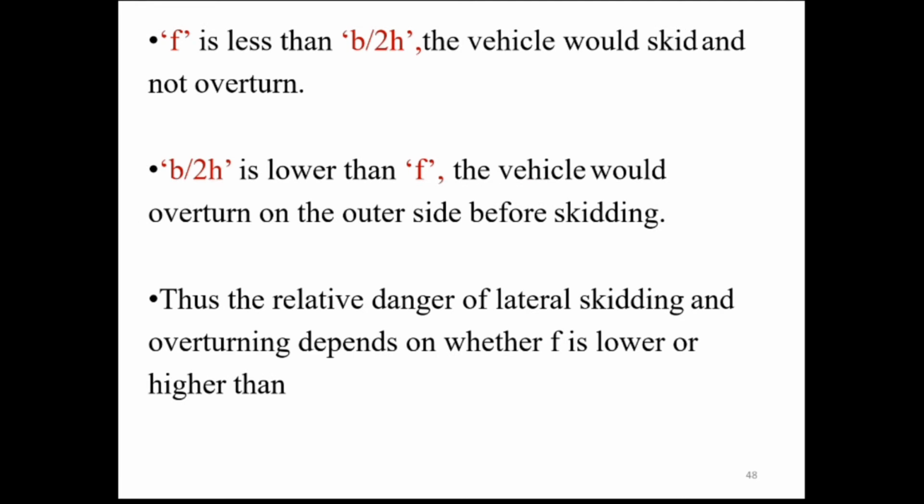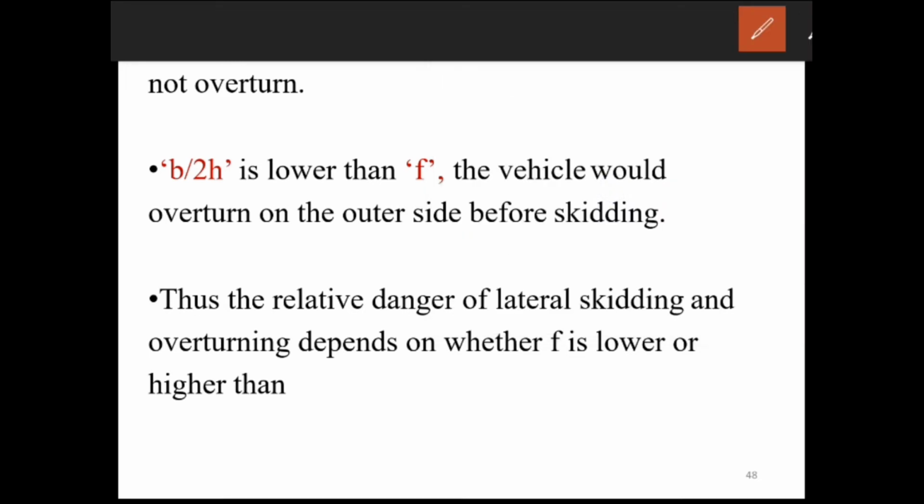So here, if F is less than B by 2 into H, the vehicle would skid and not overturn. And if B by 2 into H is lower than F, then the vehicle would overturn on the outer side before skidding. Thus, the relative danger of lateral skidding and overturning depends on whether F is lower or higher than B by 2 into H.